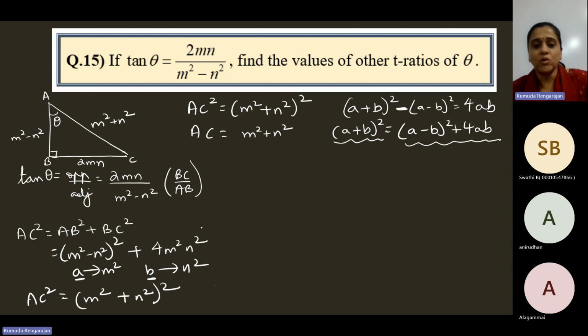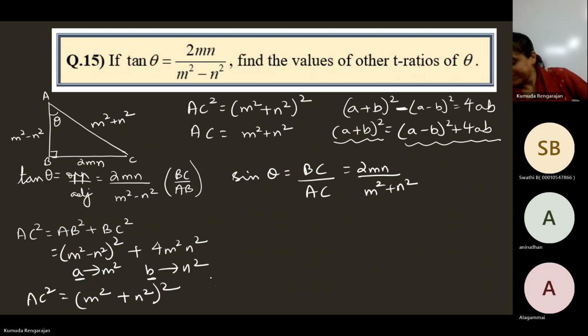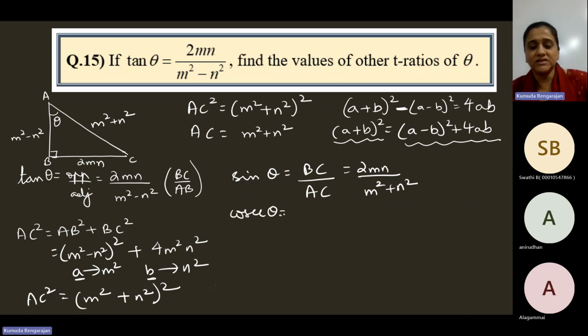Now we need to find sine theta. What is sine theta? Opposite by hypotenuse, which is the opposite side BC by the hypotenuse AC. So BC is 2mn by the hypotenuse, which is m square plus n square. And then its reciprocal will be cosecant theta. Cosecant theta is equal to AC by BC, which is (m square plus n square) over 2mn.